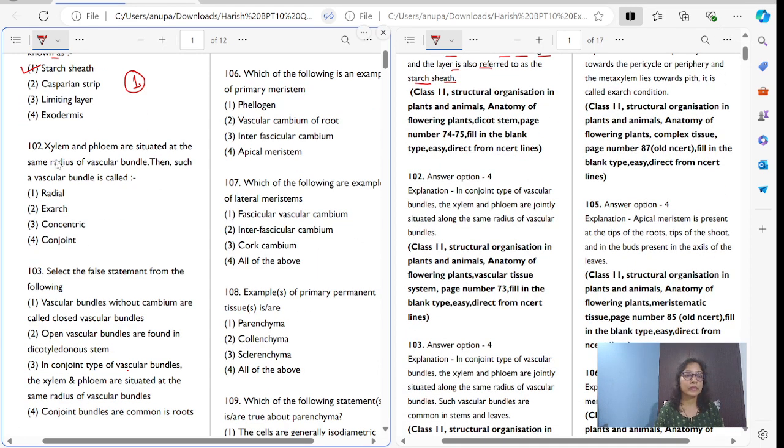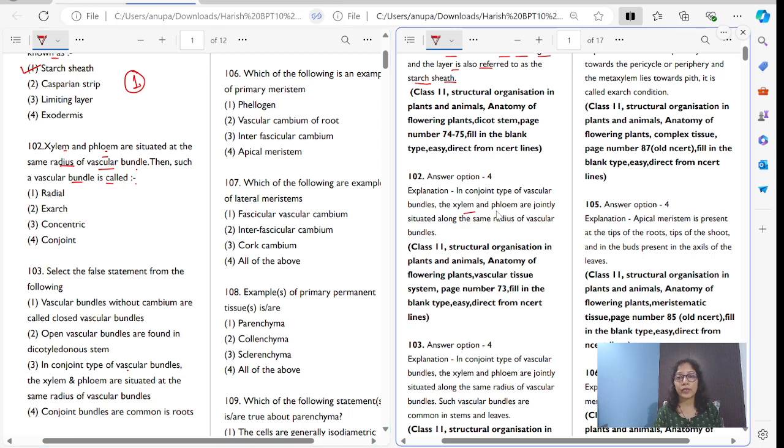Question number 102 states that if xylem and phloem are situated at the same radius of a vascular bundle, then such a vascular bundle is called. We have to find out the name of the vascular bundle when xylem and phloem are situated at the same radius. So when xylem and phloem are situated jointly along the same radius of a vascular bundle, then such a type of vascular bundle is known as conjoined type of vascular bundle.